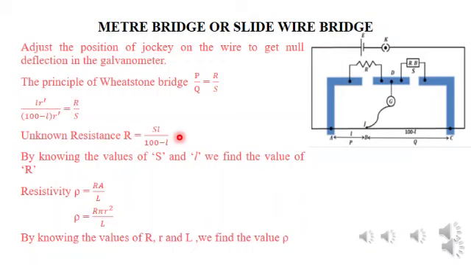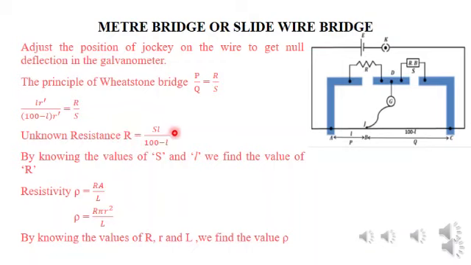Here S is the known resistance since it is the resistance taken from the resistance box, and L can be measured by using a meter scale which is connected with the resistance wire. After knowing the values of S as well as L, we can find resistance R.